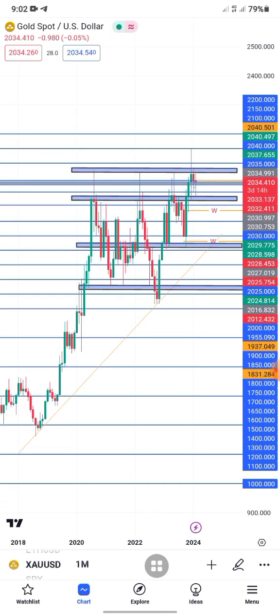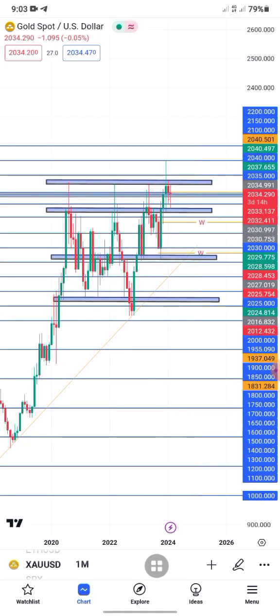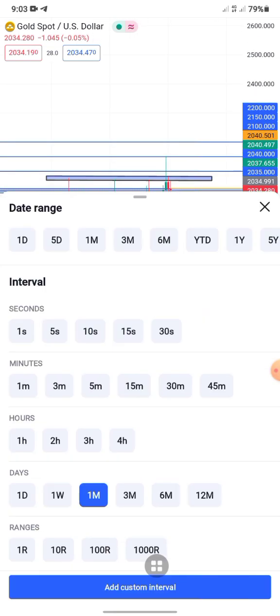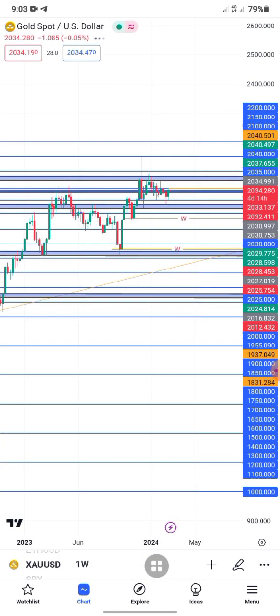So the market structure is giving us bullish. You can see my trend line. This is my trend line. So now I've moved over to my weekly time frame to show what I'm seeing as well.